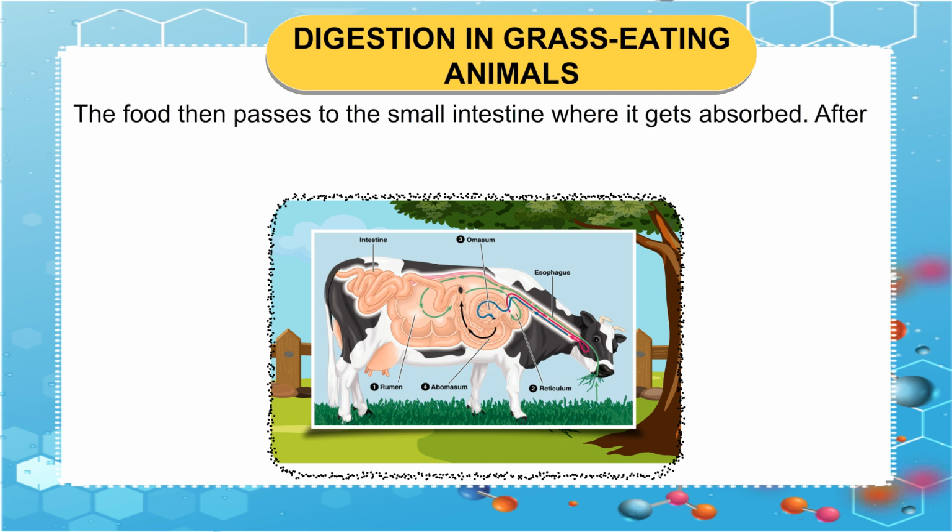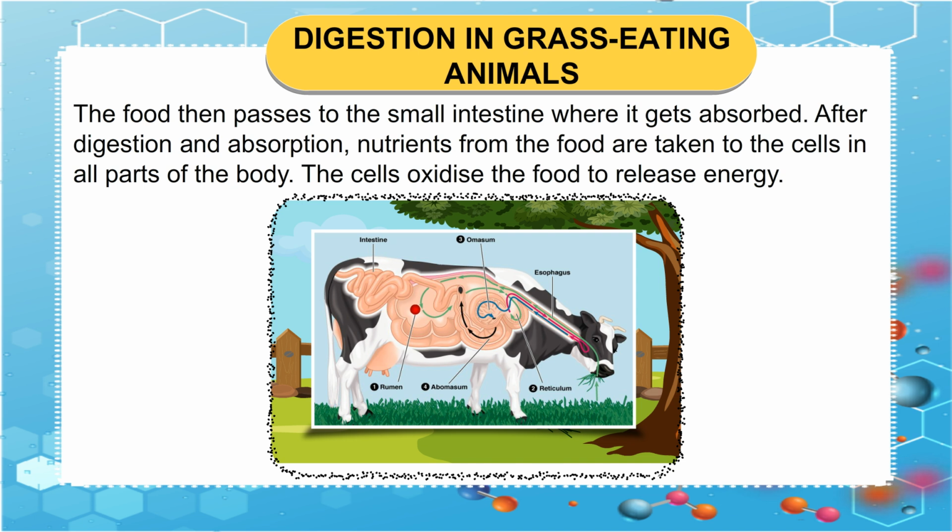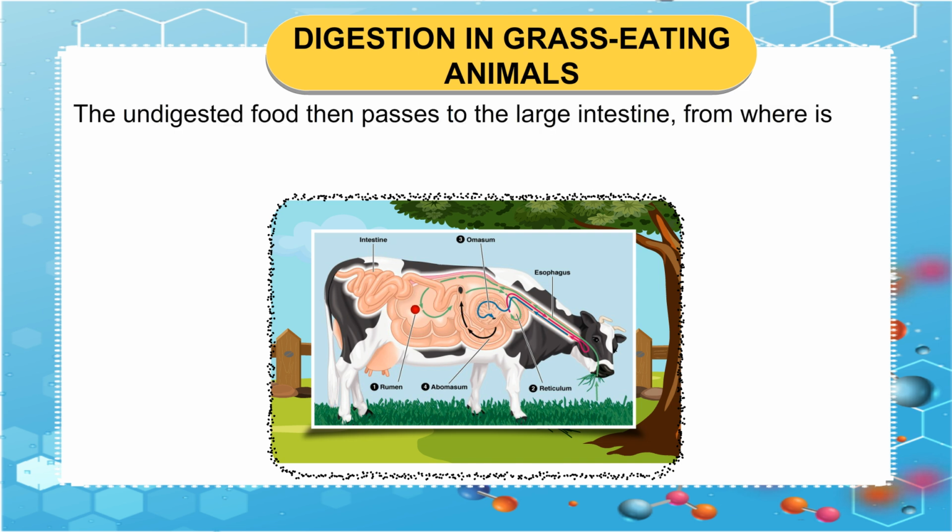The food then passes to the small intestine where it gets absorbed. After digestion and absorption, nutrients from the food are taken to the cells in all parts of the body. The cells oxidize the food to release energy. The undigested food then passes to the large intestine from where it is egested through the rectum and anus.